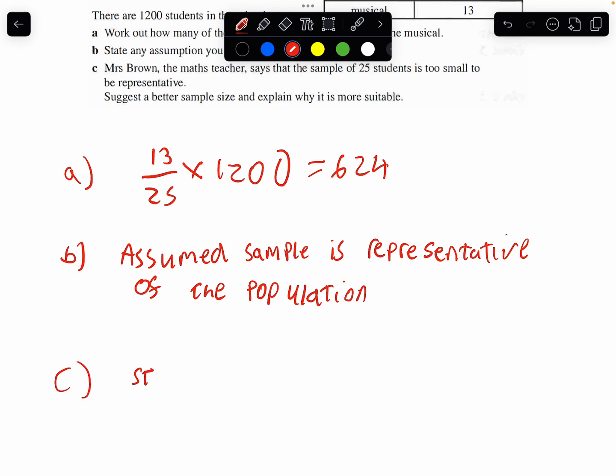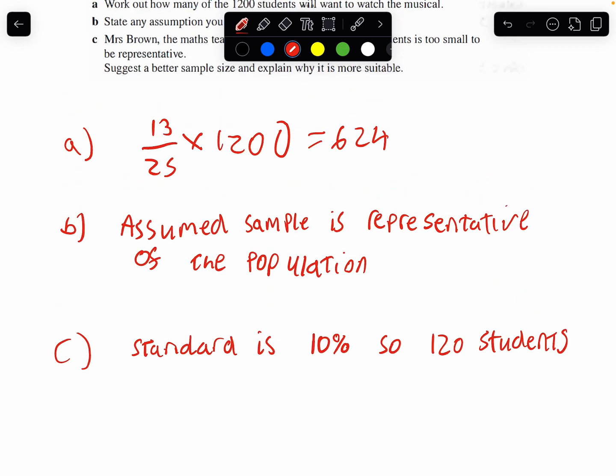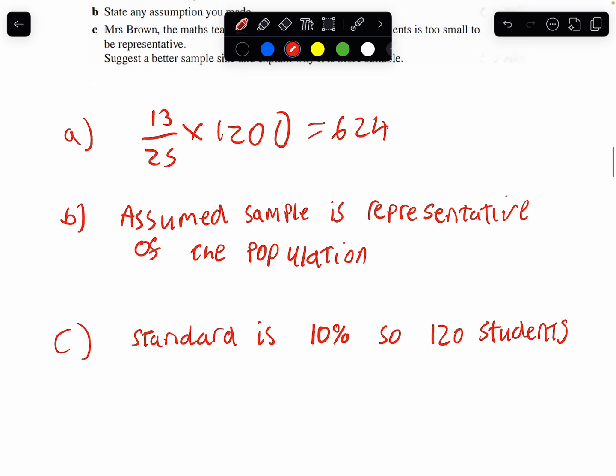Mrs. Brown, the maths teacher, is absolutely right. Standard is 10%. So 120 students. That'll do. The idea of 10% being it's still small enough that it's easy, but it's big enough that it's representative of the whole population.